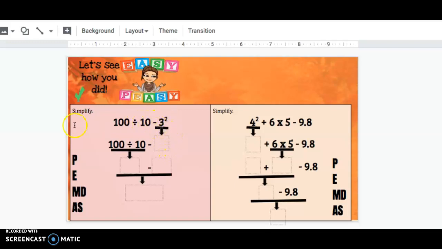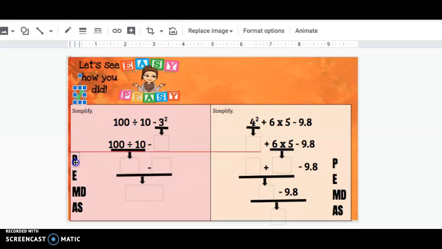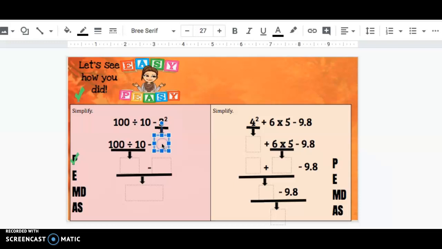Okay, so if you look at PEMDAS, you see parentheses. So we're looking at our problem. There's no parentheses, so I'm going to put my check over the P. Now I'm looking for exponents. I see exponents, so that should have told me I should have done 3 squared, which is the same thing as 3 times 3. So in my box, I'd be typing in 9.